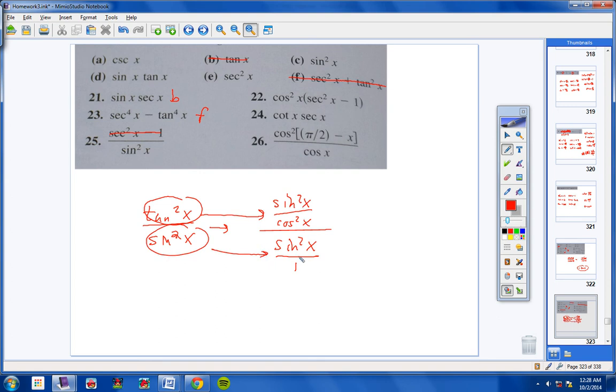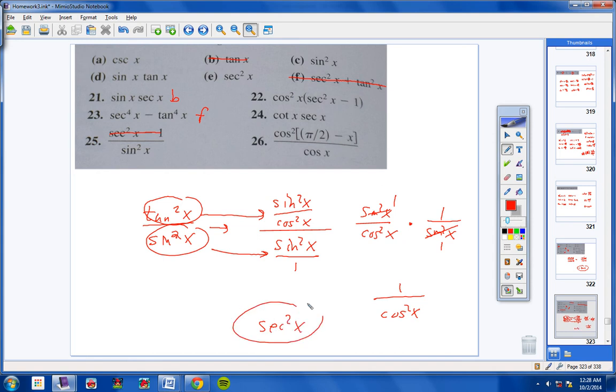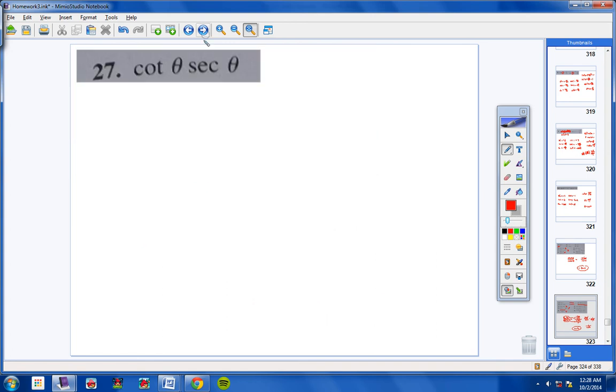Now, when you have a fraction over a fraction, you're dividing, but you really end up multiplying. So I have sine squared over cosine squared times, and then flip this, 1 over, look at that, sine squared. So your sine squareds cancel. 1 times 1 is 1. Cosine squared times 1 is cosine squared. And 1 over cosine, the reciprocal is secant squared. Booyah. What do we got? There it is. Letter E. All right. Okay, moving on.